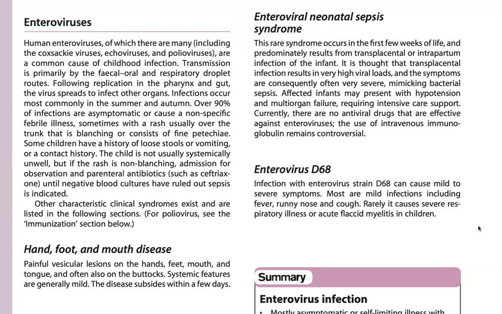Some children have a history of loose stools or vomiting or a contact history. The child is not usually systemically unwell, but if the rash is non-blanching, admission for observation and parenteral antibiotics such as ceftriaxone until negative blood cultures have ruled out sepsis is indicated. Other characteristic clinical syndromes exist and are listed in the following sections.